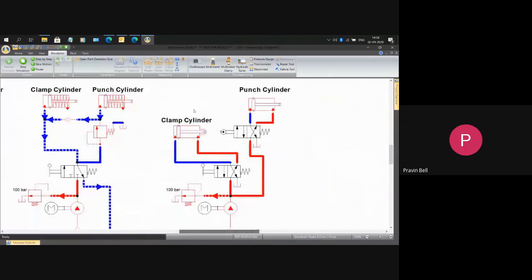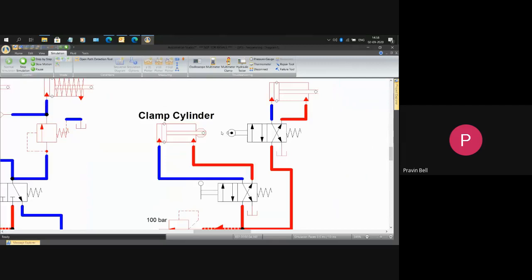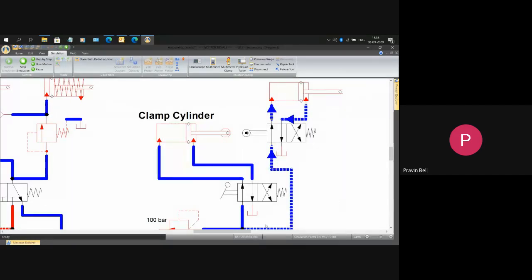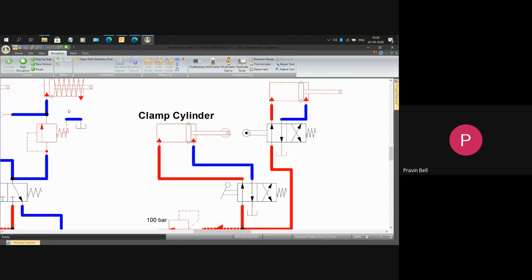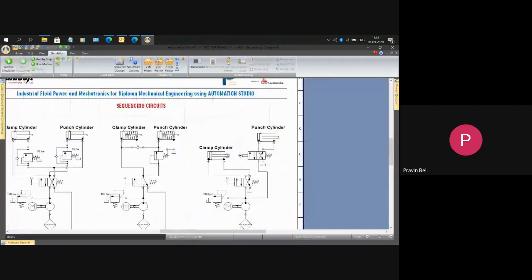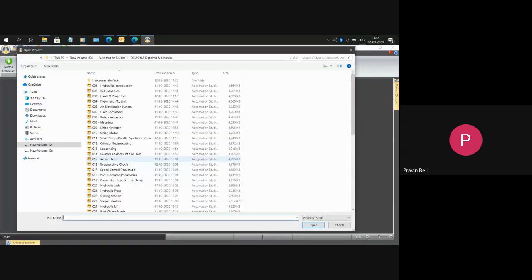Also, if you want to use a mechanically triggered valve, for example, this piston will extend, the rod will go and activate a valve here mechanically. So this mechanically actuated sequencing is also possible. Depending on what you want to follow, there are a lot of sequencing circuits. Even if you go on Google or even your textbooks, there are a lot of them available.